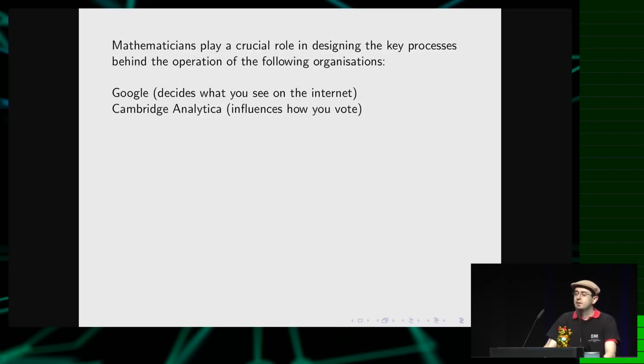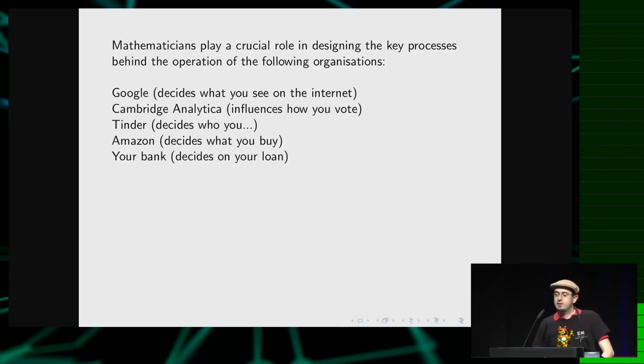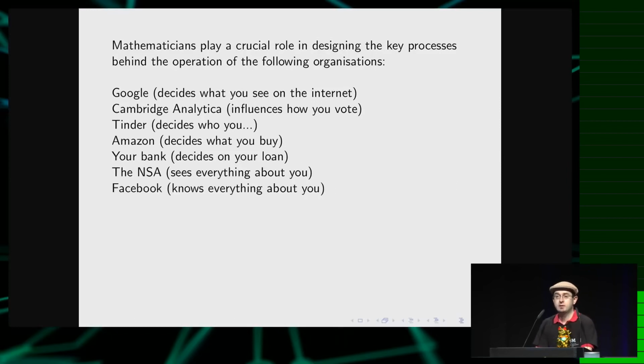Well, mathematicians play a crucial role in designing the key processes behind the operation of the following fairly large and important organizations. So if you think about Google, which decides what you see on the internet, Cambridge Analytica, which we've heard some talks about at CCC already, who influence how you vote. Tinder, who decides who you date. Amazon decides what you buy. Your bank decides on your loan. The NSA sees everything about you, and Facebook knows everything about you. And there's a difference there.